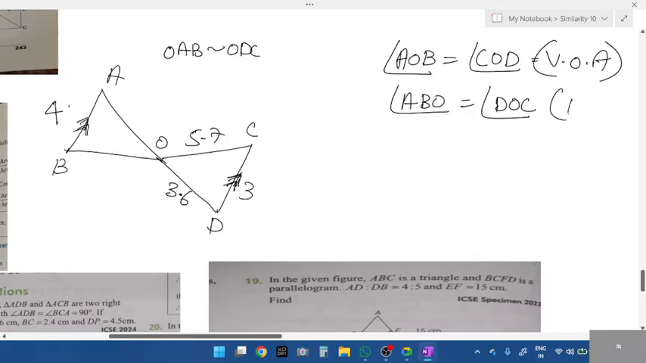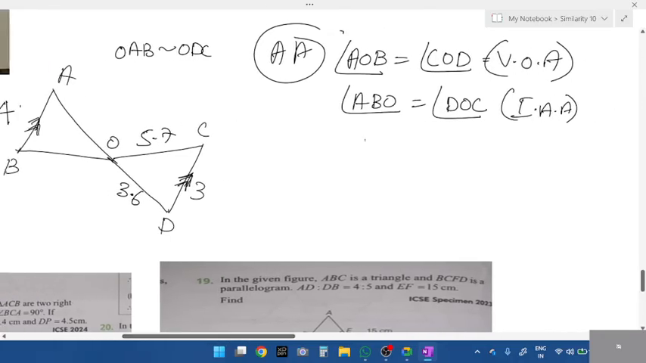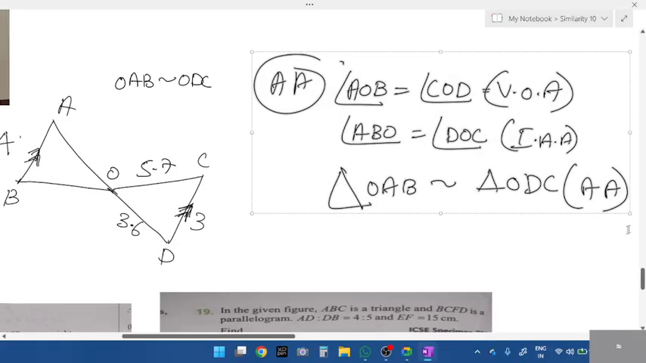What is the reason, students? Interior alternate angle. So both the triangles are similar under which criteria? See this, we don't need to prove. Have they asked us to prove here? Read the question. Yeah, they've asked us. Can you see here? Show that the triangles are similar. Have you written there? After this, what do you write? Therefore, triangle OAB is similar to what? Triangle ODC. Under which criterion, students? Under AA criterion. Is this clear? Did you all understand? All of you respond.